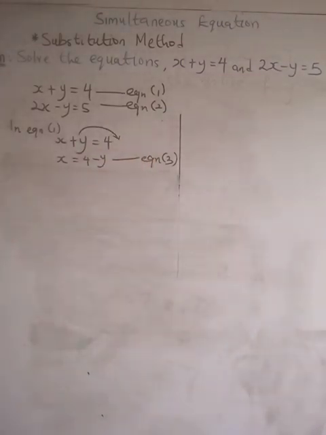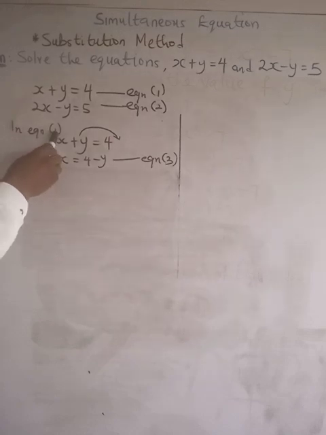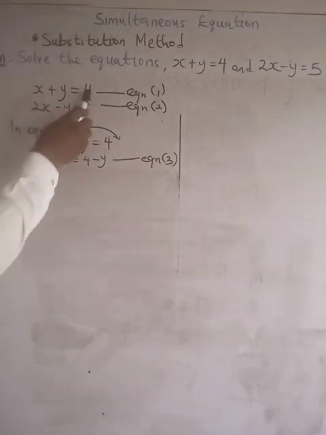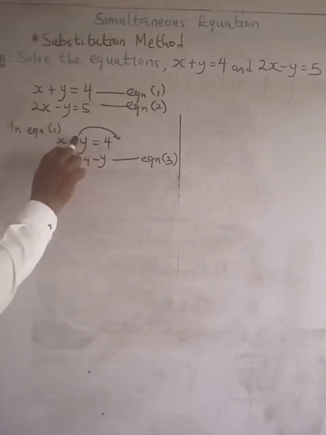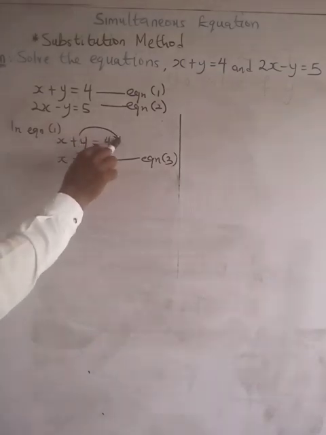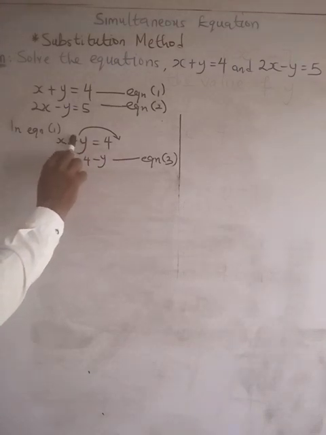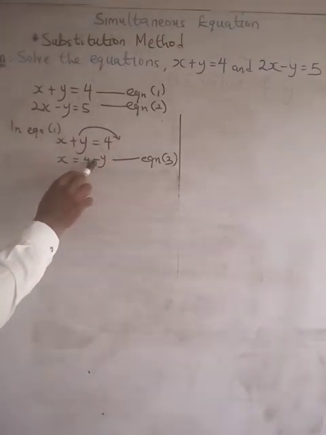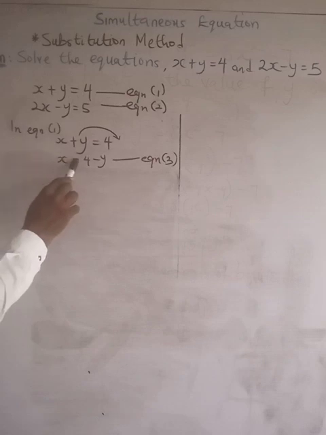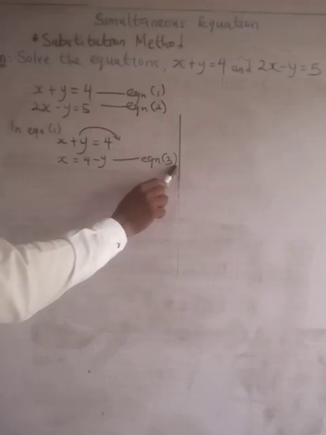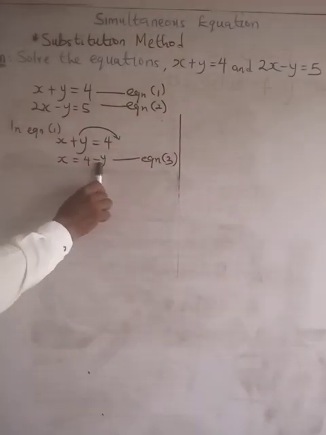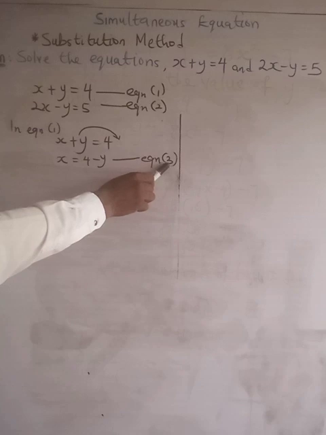Now how do we solve that? In equation 1, we want to make x the subject of the formula. That is to make it stand alone, just like 4. So let us take this y to the other side of the equation. From plus y, it becomes minus y, as we can see here. So we now have x equals 4 minus y, and that will give us equation 3. This new formulated equation is now equation 3.